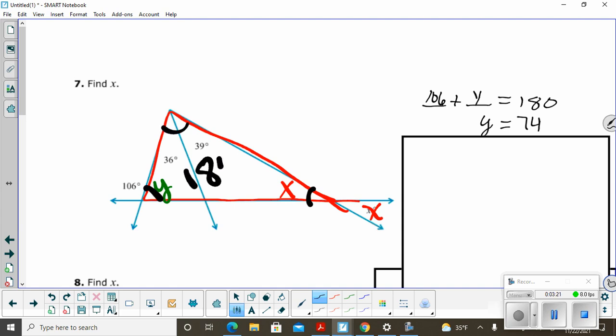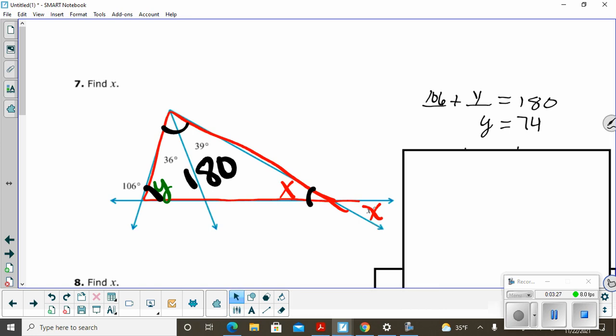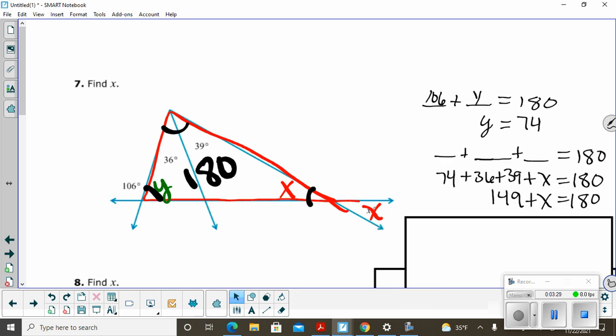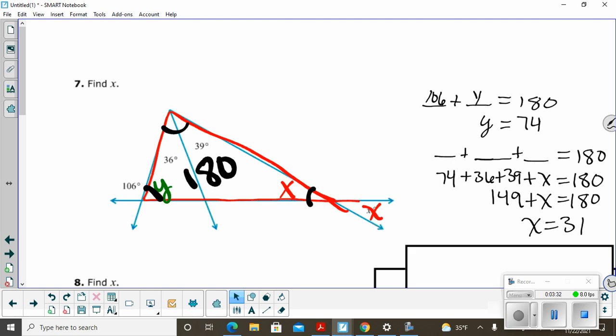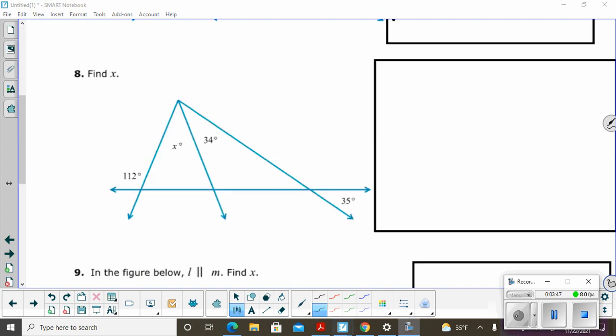That's actually my first step that I do. I go through and I try to solve for that y. I realize that's 74. When I look at all 3 of these angles combined, this one here, this one here, this one here, I know that's going to be a total of 180. So I'm going to equal that out to 180. And when I do that, I'm going to find out that x equals 31. And since this is 31, we know that these two are vertical, so this also is 31. And that's how I found my x. Again, there's other ways to do it, but that's how I do it.